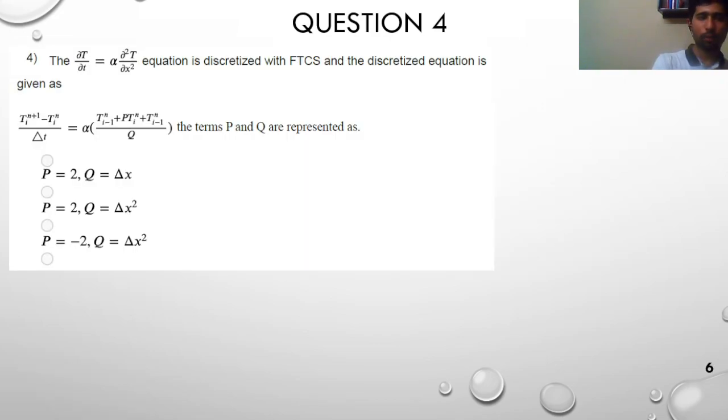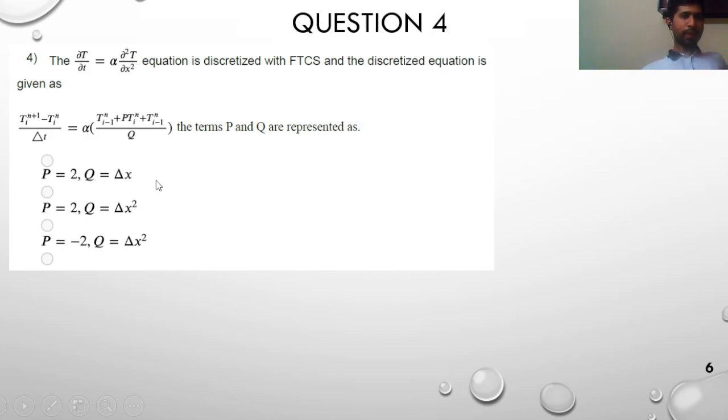Let us see the fourth question. Again, this is based on whatever we have discussed now. The equation dou T by dou t is equal to alpha d square T by dx square is discretized with FTCS, and the discretized equation is given as so and so. What should be the terms p and q? Can you write the answer in the chat box? It is the central space, so it is the central difference they are using here. What should be p and q?